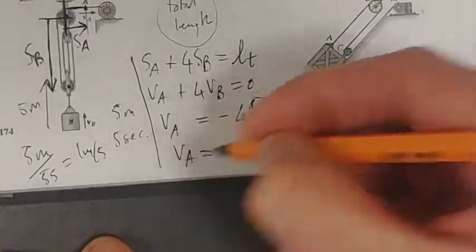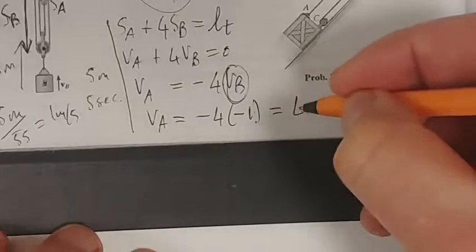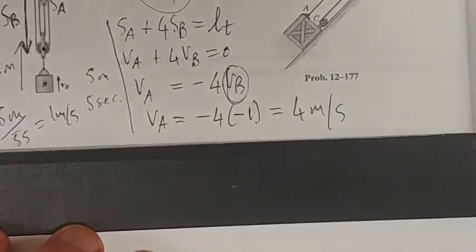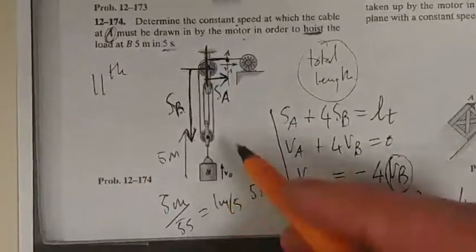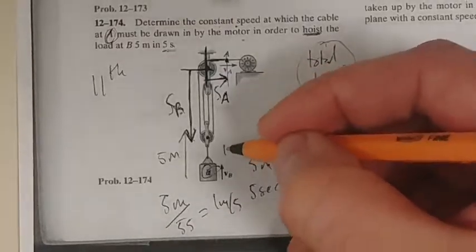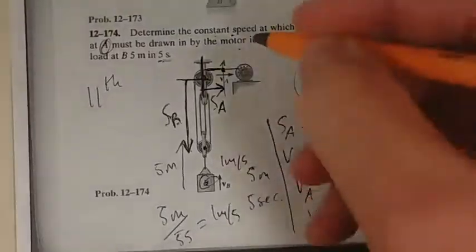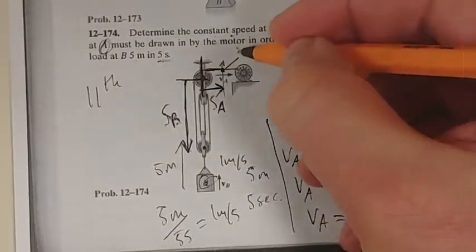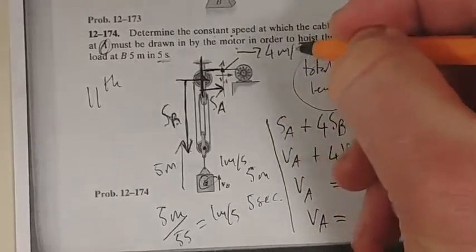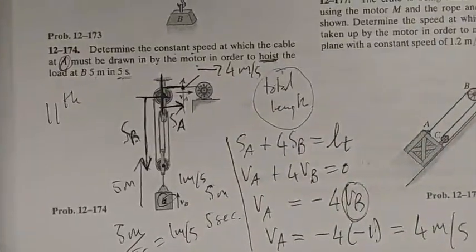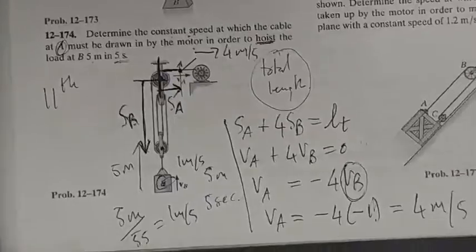So VA is then 4 meters per second. So in order for block B to go up 1 meter per second, we need this point here to move to the right at 4 meters per second. Okay. So I hope that helps.